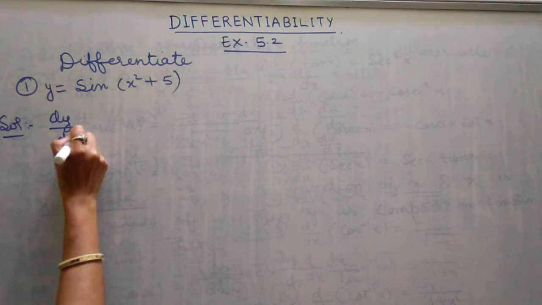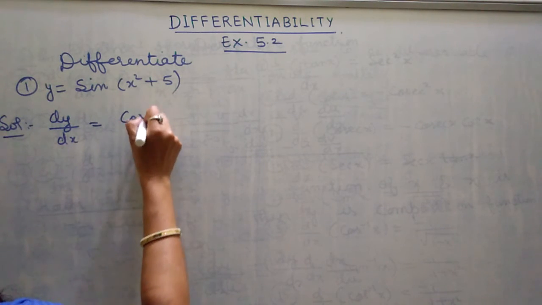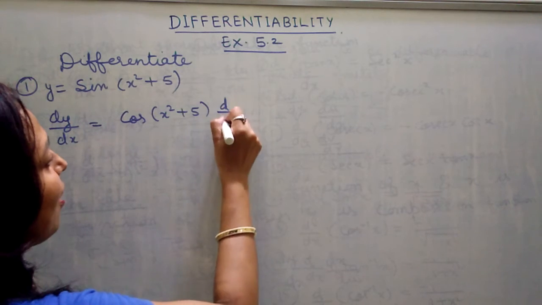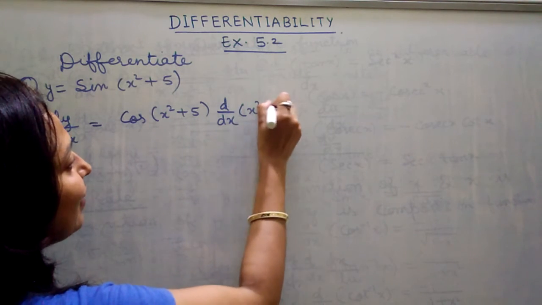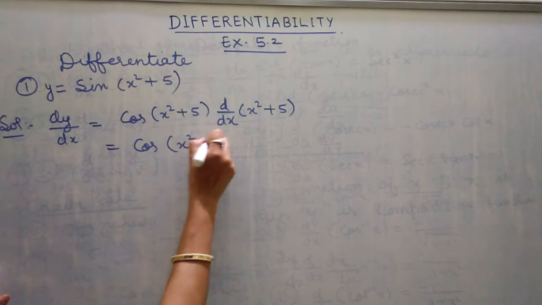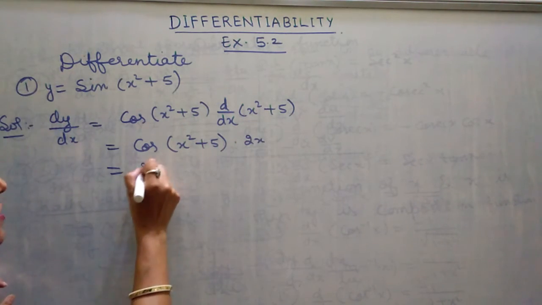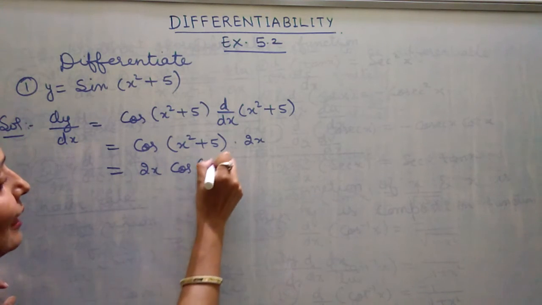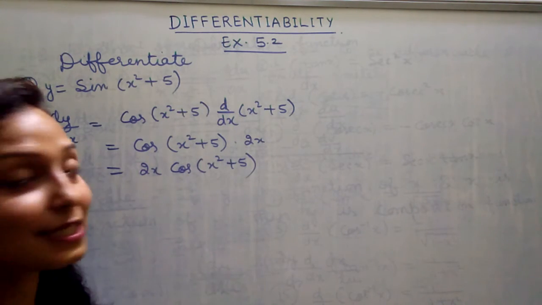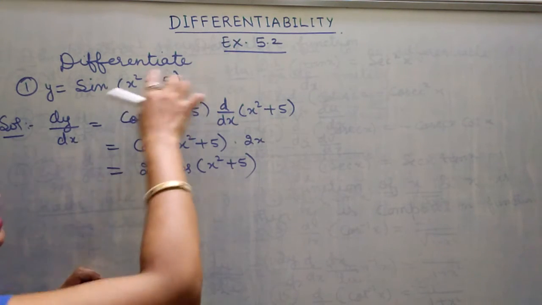Dy upon dx will equal sine's derivative. First of all, take the derivative of sine of x square plus 5, and then the derivative of x square plus 5, that will equal cos of x square plus 5, and the derivative of the inside is 2x. So I will write it as 2x cos of x square plus 5, like this. Okay, this is known as the chain rule. You have to first take the derivative of the outer function, then the interior function.